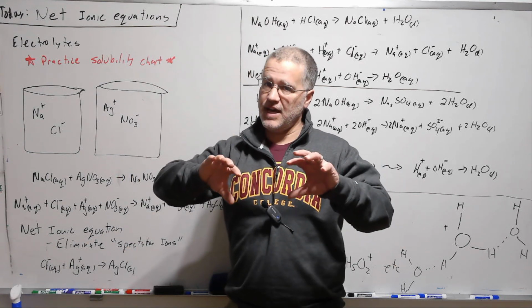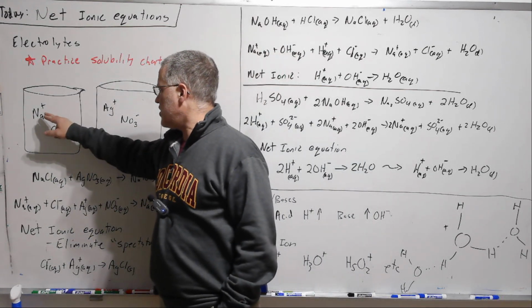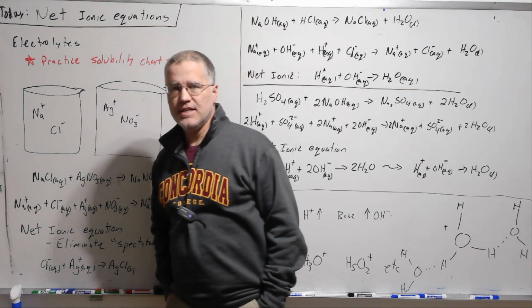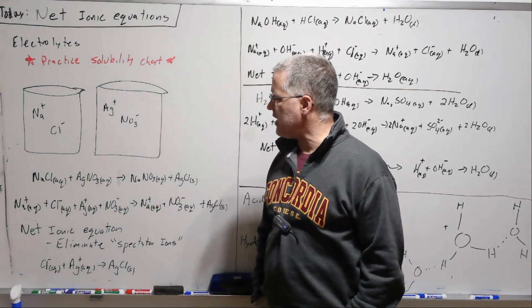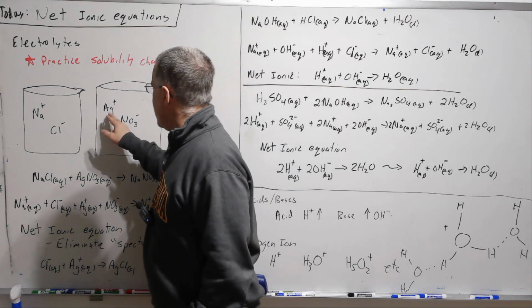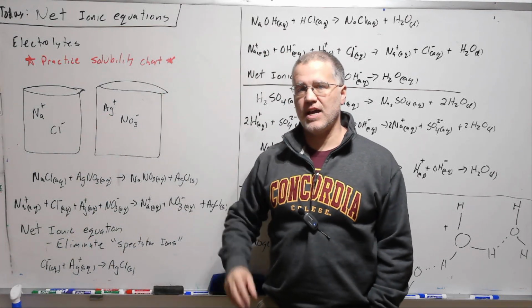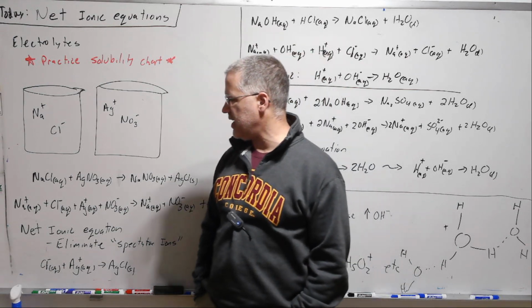However, if we mix them together, it turns out that when we check our solubility chart, sodium nitrate is soluble, so that will remain as sodium and nitrate, but silver chloride is insoluble, so that will come out as a solid at the bottom of the beaker.